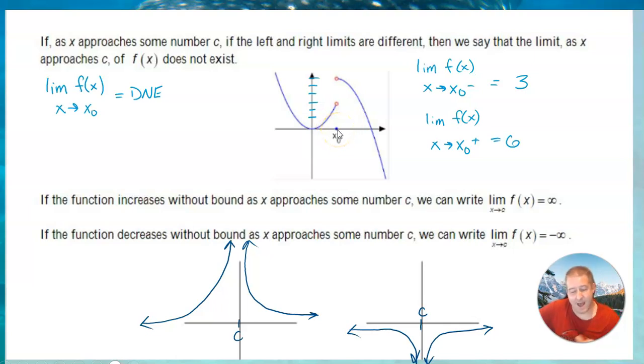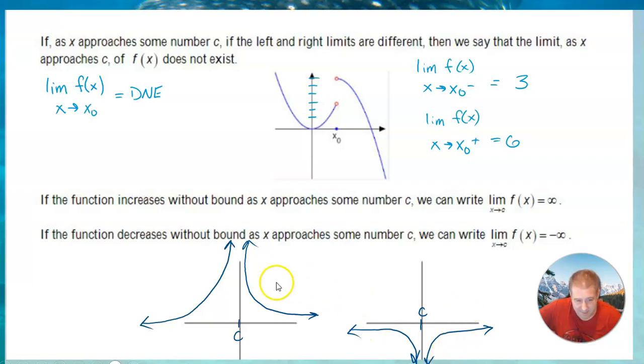Now, this does not have a limit because the left and the right-hand sides do not approach the same height. They have to be the same in order to be a limit. Now, down here, we have some infinity examples where either both of them are leading up towards infinity or down towards infinity.